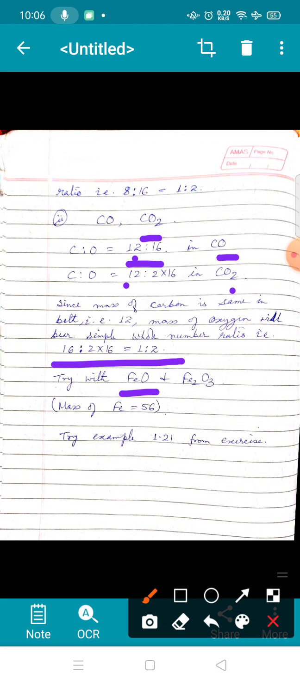Please try with ferrous oxide and ferric oxide. Mass of ferrous oxide is 56. Please try it out. There is one example in your textbook, example 1.21, I think. Please check it out. It's a question related to nitrogen and oxygen. Please solve this question and one or two of you please send me the answer also. Thank you.